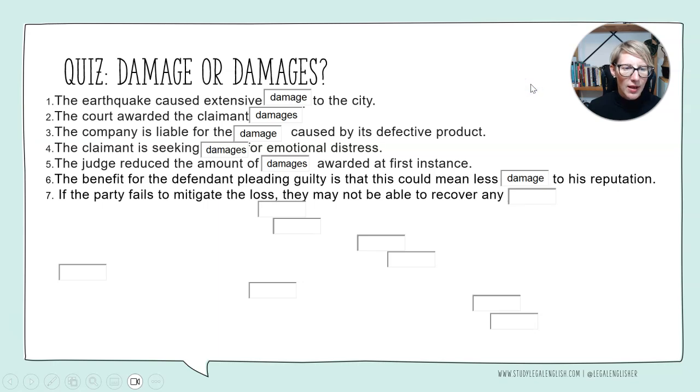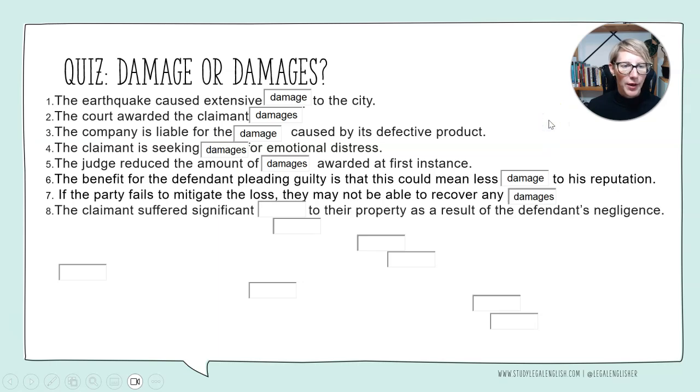Next one, number 7. We're about halfway through, so we can speed things up. If the party fails to mitigate the loss, they may not be able to recover any damages. To recover damages.